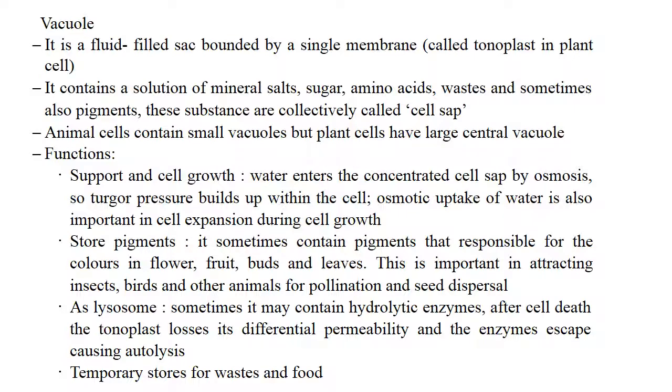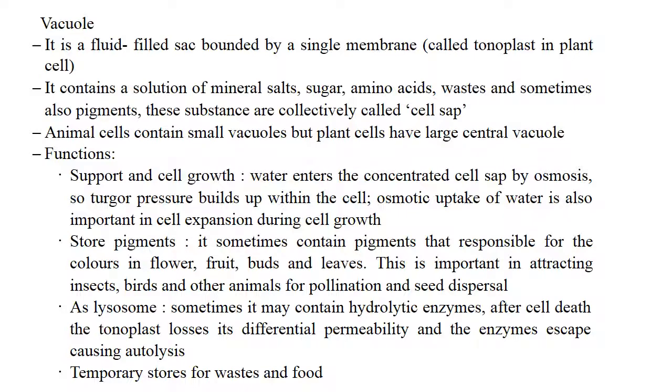Animal cells contain small vacuoles, but plant cells have a large central vacuole. The functions are support and growth, storage of pigments, use as lysosomes, and temporary store for waste and food. Supporting and cell growth. Water enters the concentrated cell sap by osmosis, so turgor pressure builds up within the cell. Osmotic uptake of water is also important in cell expansion during cell growth.